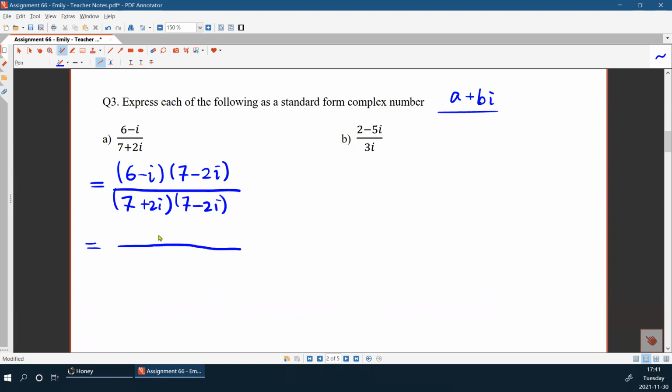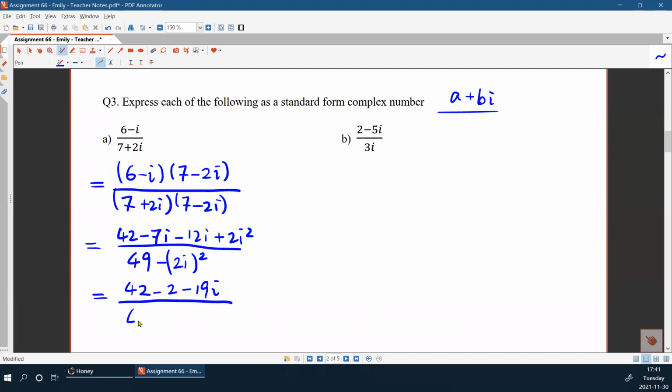And in this way, according to the formula, the denominator is a squared minus b squared, which is 49 minus 2i squared. And the numerator, we can just expand it using the distributive law, right? So this is 42 minus 7i minus 12i, then plus 2i squared. And the numerator is 42 minus 2, then minus 19i, right? And the denominator is 49 plus 4. So this is 40 minus 19i over 53, which gives us 40 over 53 minus 19 over 53 i, right?